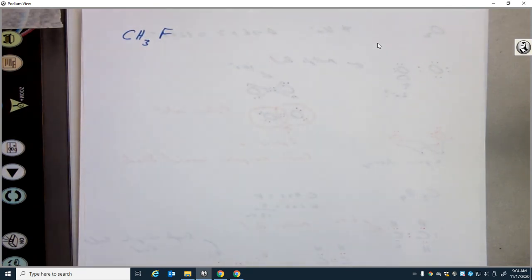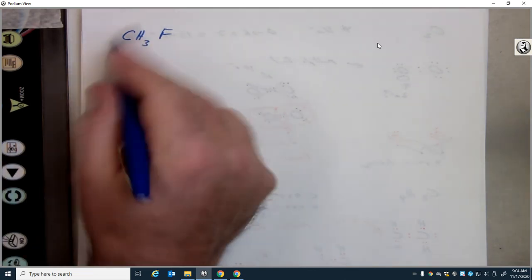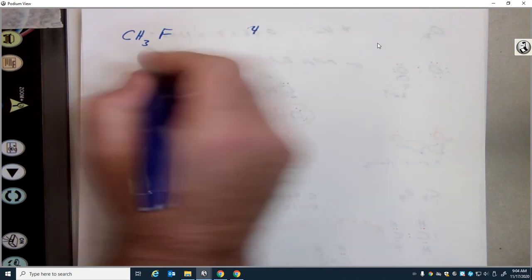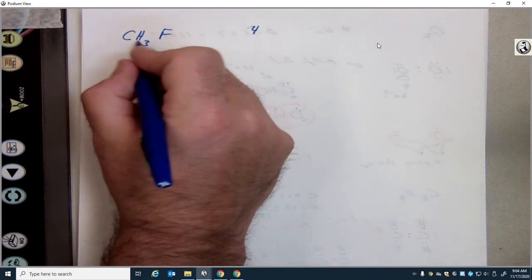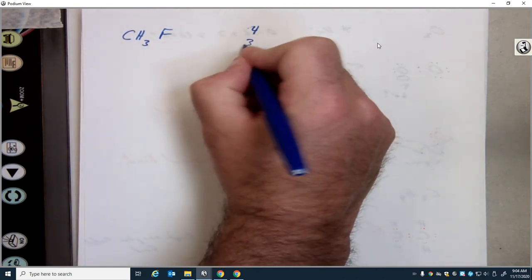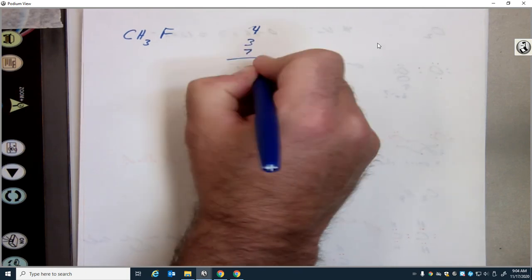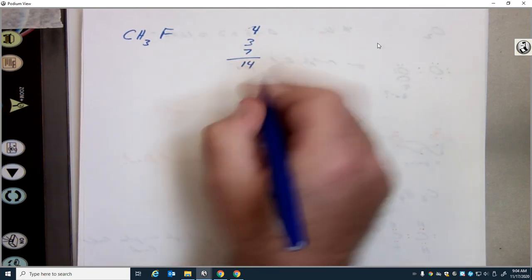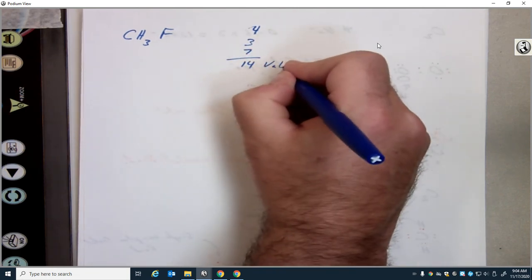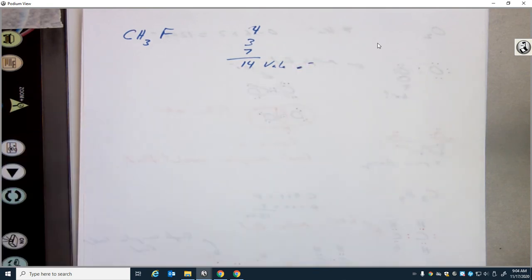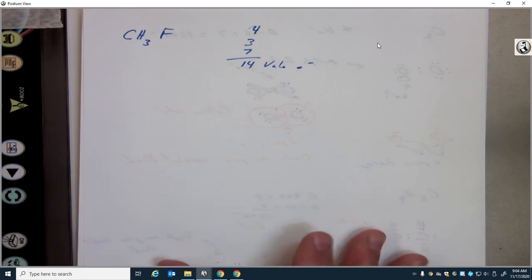What's CH3F? All right. Let's figure out how many electrons we have to play with. Carbon has 4. These hydrogens each have 1, so that's 3 more. And fluorine has 7. So we have 14 valence electrons.